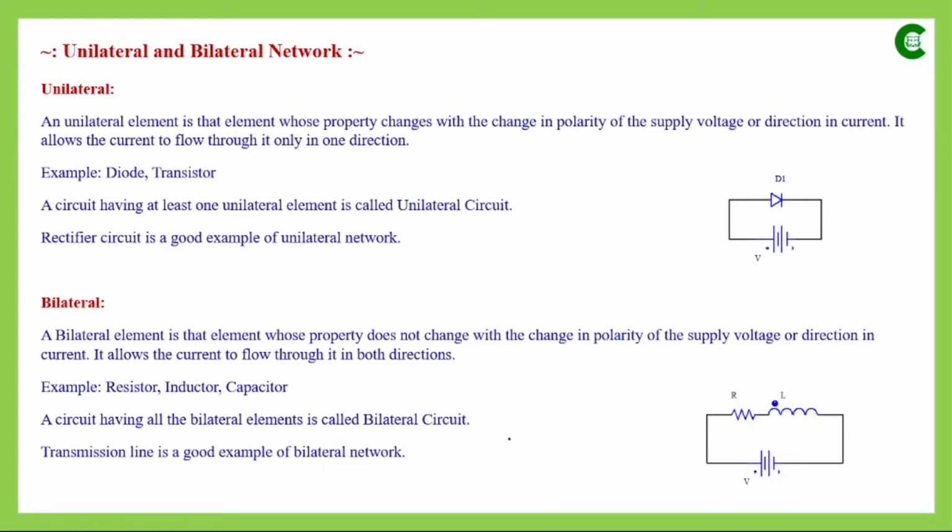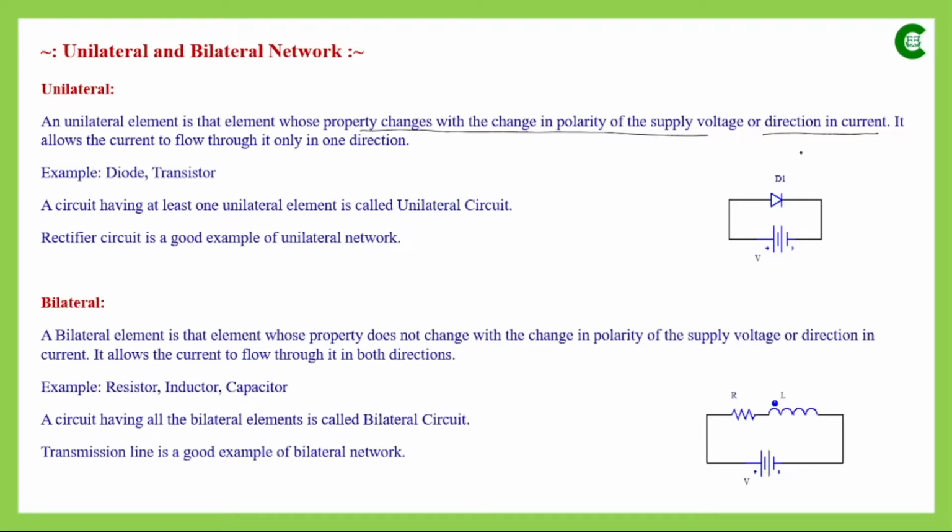Now, the next type of classification is unilateral and bilateral network. In case of a unilateral element, the property of the element changes with the change in polarity of the supply voltage, or maybe with the direction of current that flows through that element. So it allows the current to flow through it only in one direction.